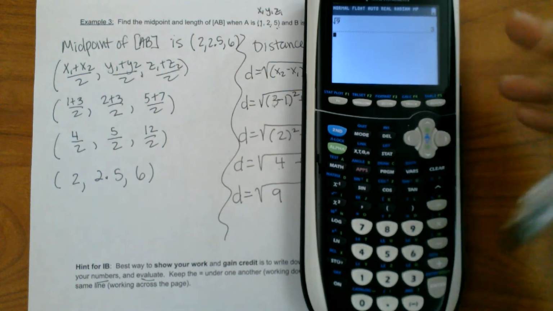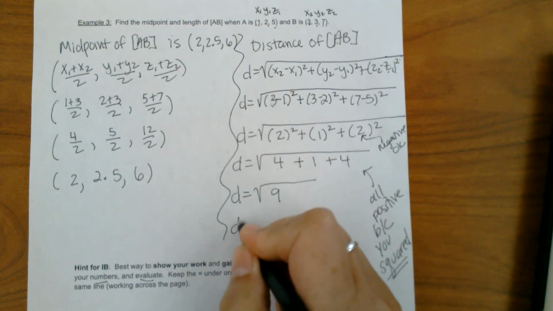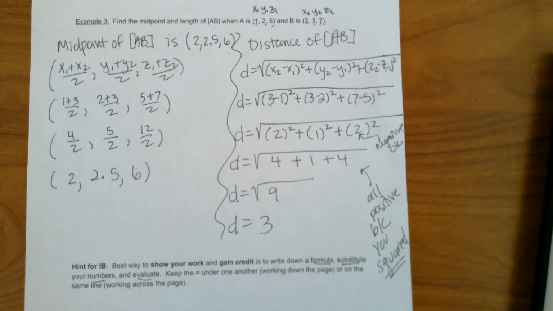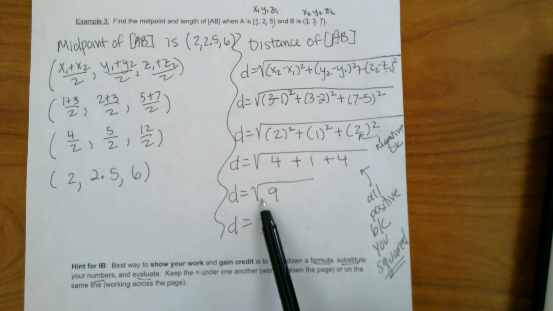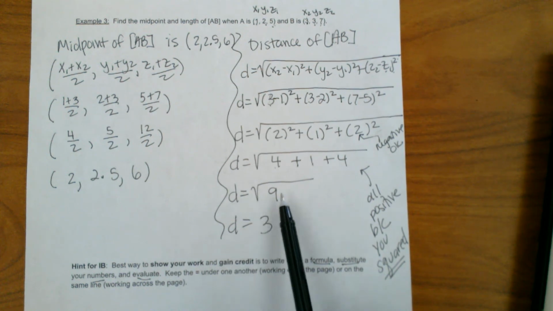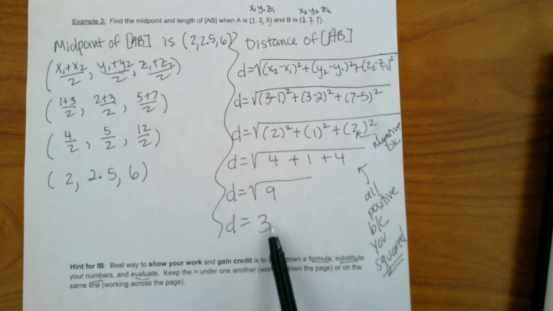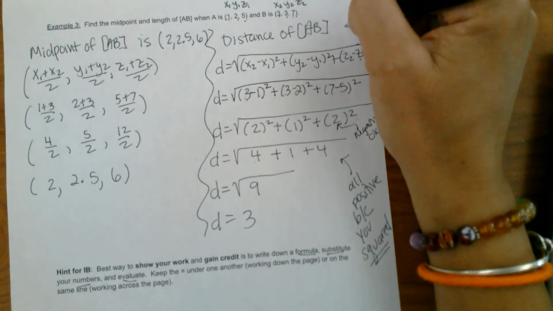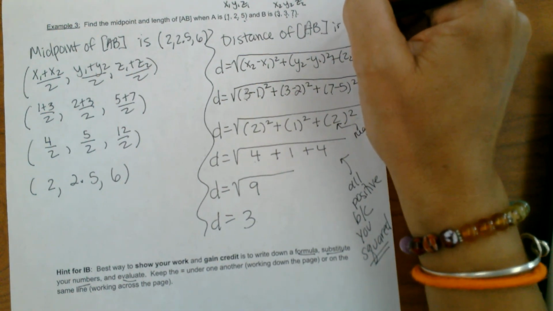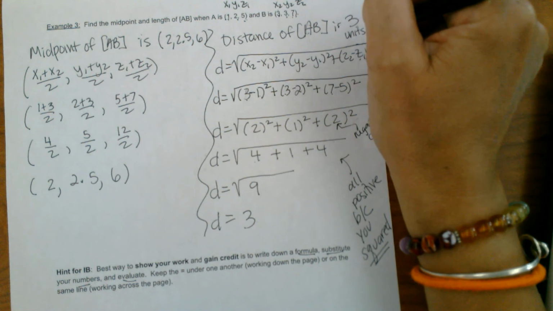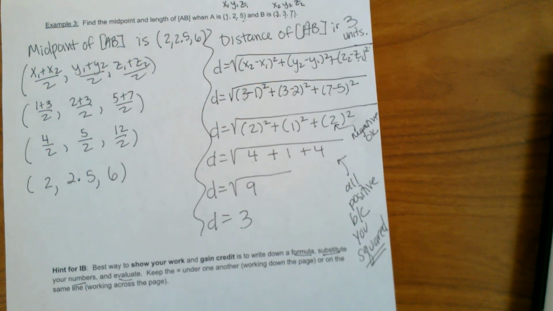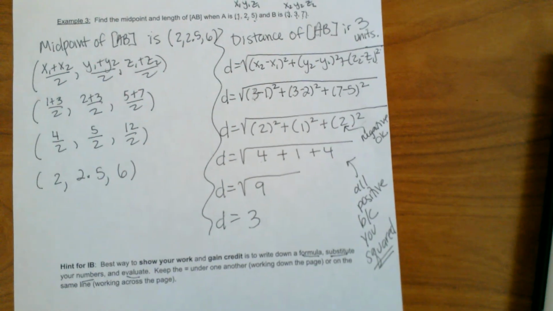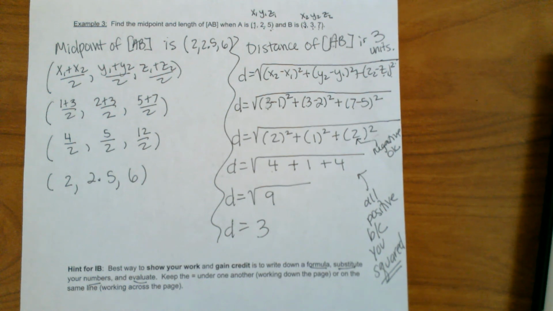Notice there's no square root over there. That's another mistake people make. The square root disappears. All the square root is saying is what number times itself gives you this. And we found that. That's 3. So the distance of AB is 3, and because it doesn't have any units, I like to put units, 3 units. Okay, so this has been finding midpoint and length in 3 dimensions. Hope it helped.